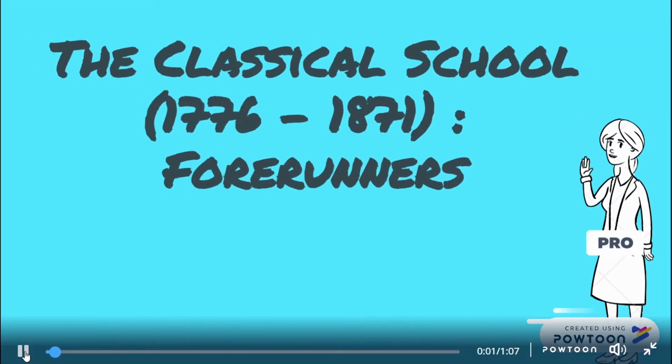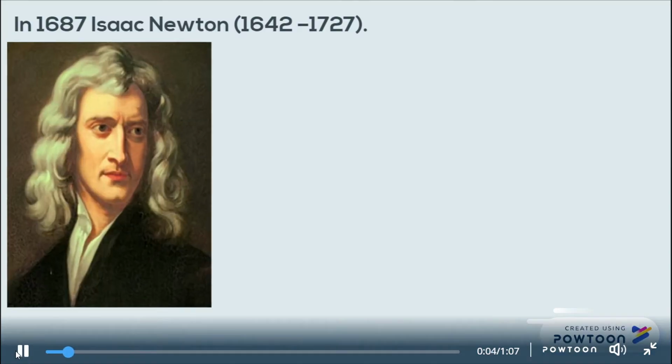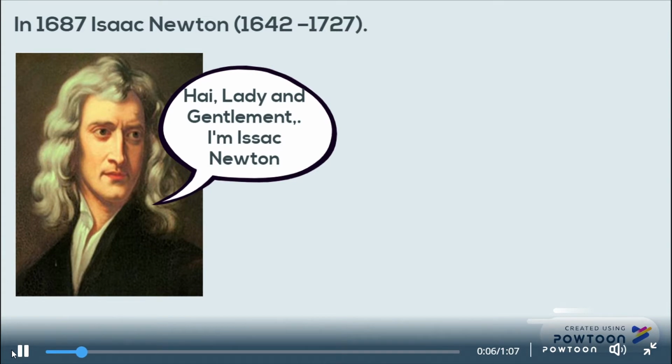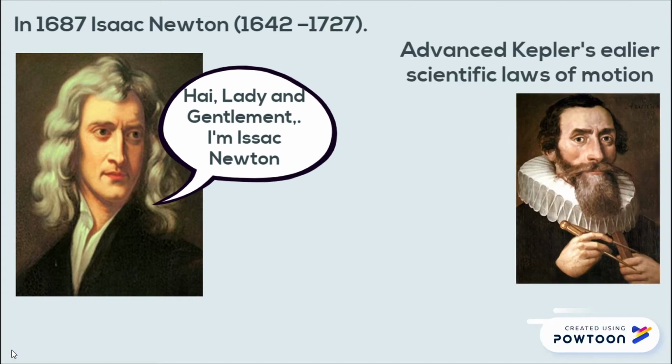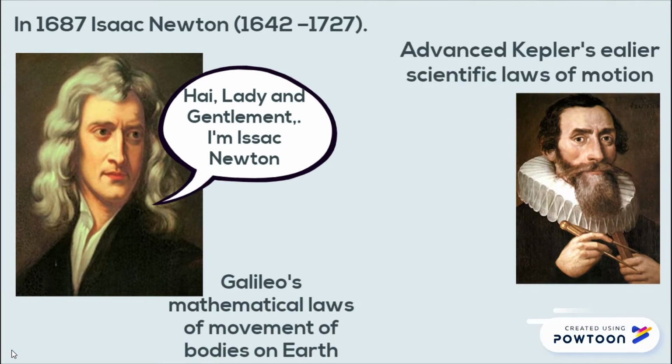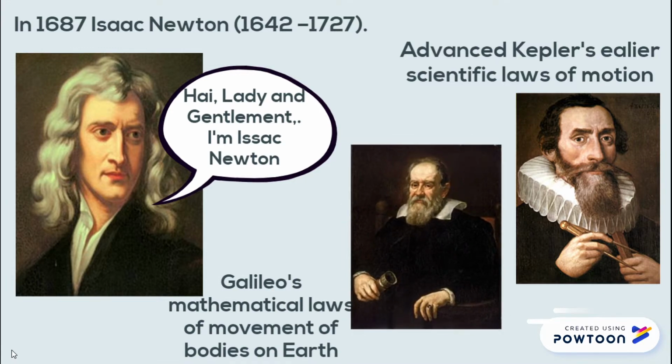Classical School. Forerunners. In 1687, Isaac Newton greatly advanced Kepler's earlier scientific laws of motion, and Galileo's mathematical laws of movement of bodies on Earth.